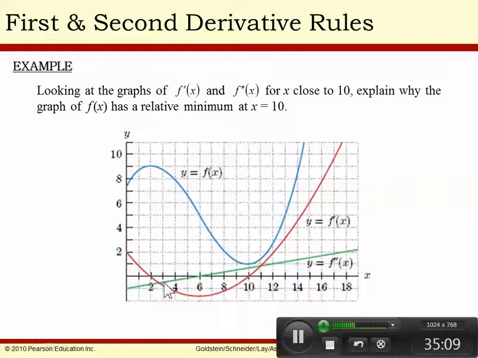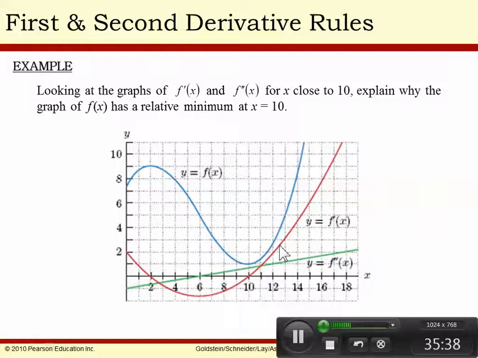So if we just look at the graph of the first derivative, the function is decreasing and decreasing. Even though the first derivative is going up, the function is still decreasing. But what is the value of the derivative at 10? 0. So at this point, is the function going up, down, or neither? Neither. Now what happens as we move to the right of 10? What's the function doing? Increasing.